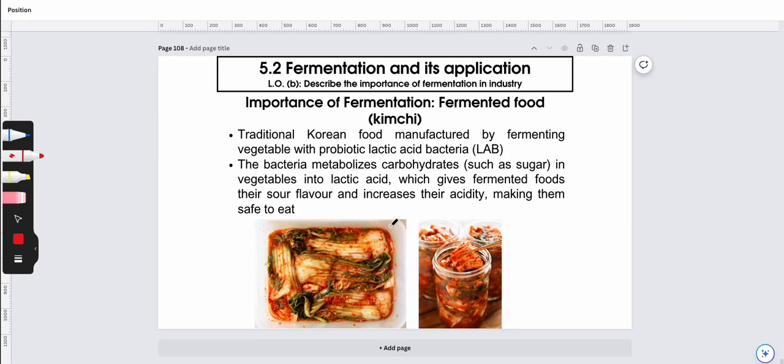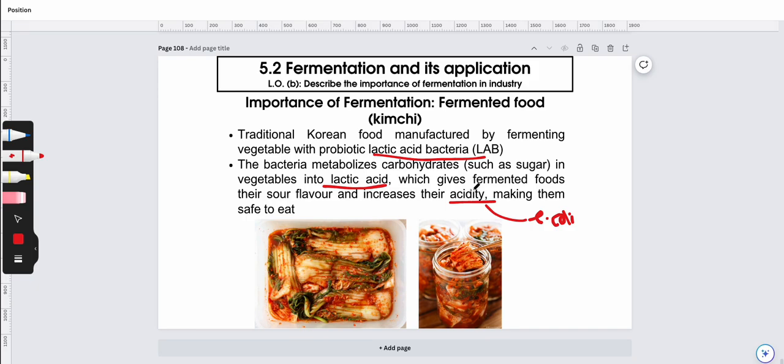Okay, and finally, one of the most popular foods nowadays is kimchi. Kimchi is a traditional Korean food. And look at this, they actually introduce the LAB so that it will last longer. The bacteria metabolize, they eat the sugar so that it can be turned into lactic acid. The name suggests acid, so it's sour and usually increases the acidity. So it's actually safe to eat because, you know why? Usually the bad bacteria like E. coli cannot live in extreme pH. Acidity is quite extreme, so they cannot live there.